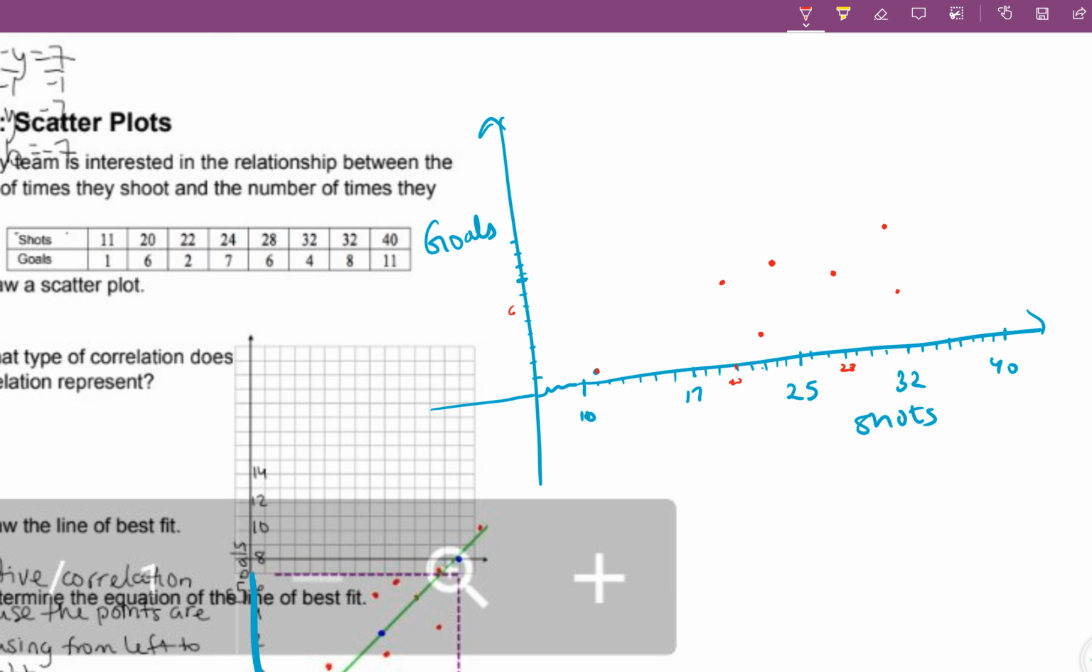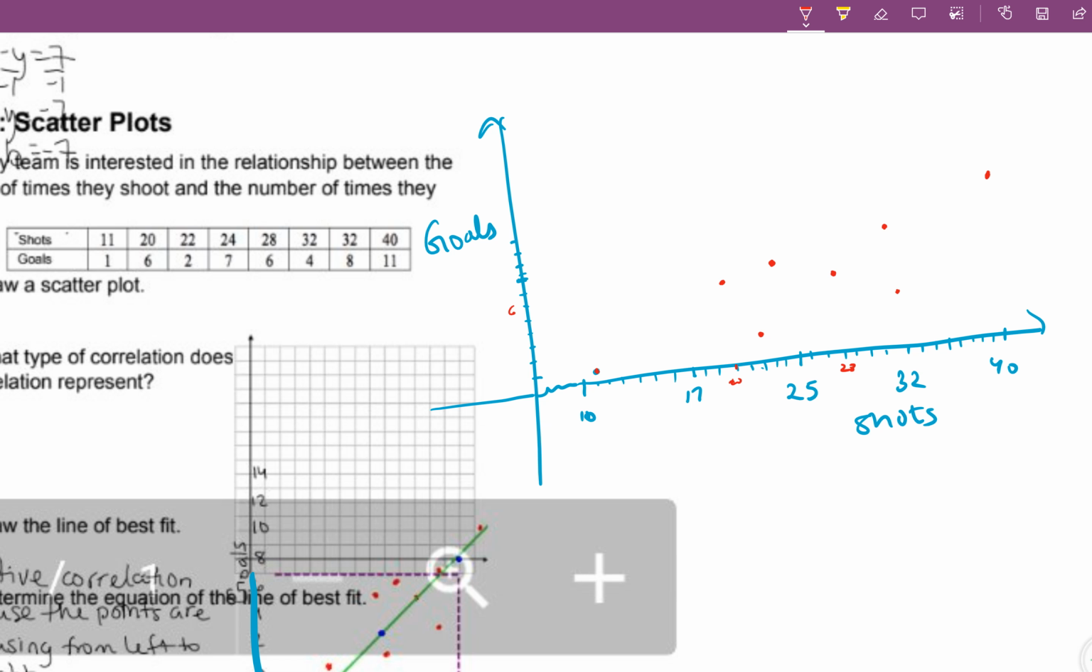And then 40, 11. 40 is right there, 11 is going to be on the top. This is the point right here. So we got these data values, the dots. The red dots are your data values. Those are the points which are representing the relation of shots with the goals.